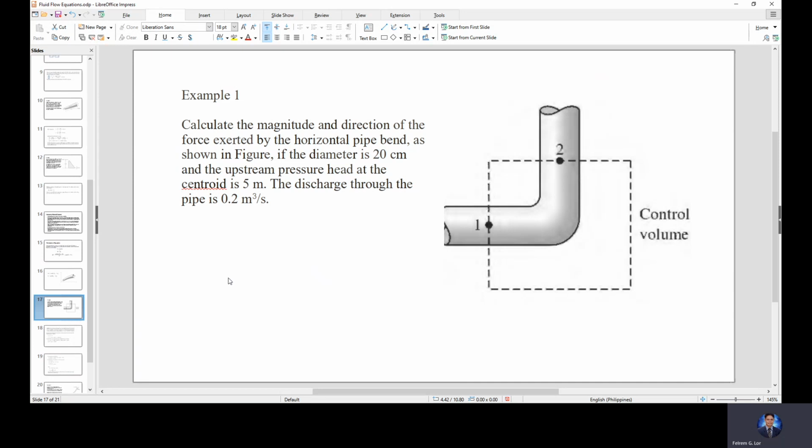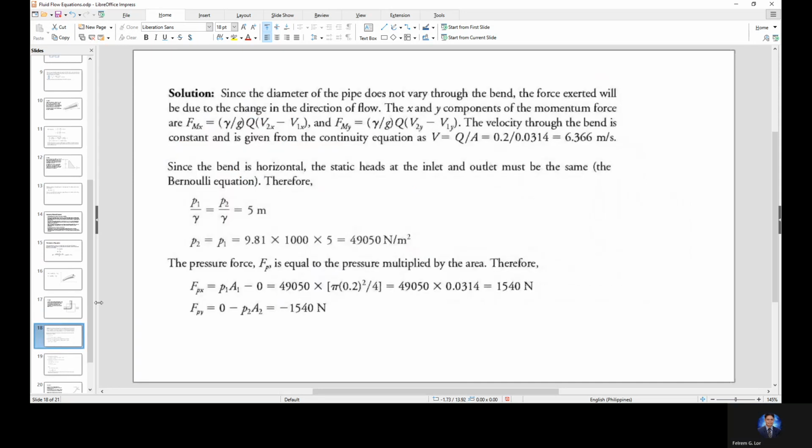So take note, the pressure head is 5 meters. If we need to convert that into pressure, we just multiply the head 5 meters by gamma. And the discharge all throughout is 0.2, since the pipe has the same diameter, so we can say that this discharge is constant all throughout as 0.2 cubic meters per second.